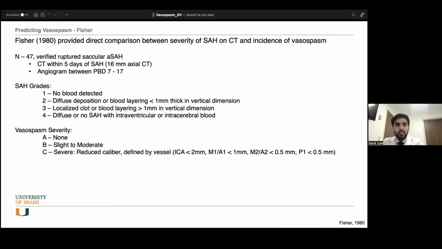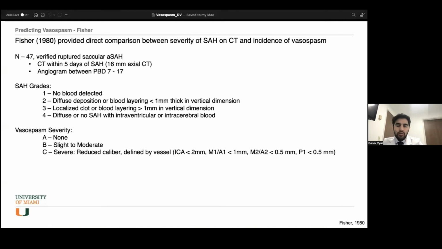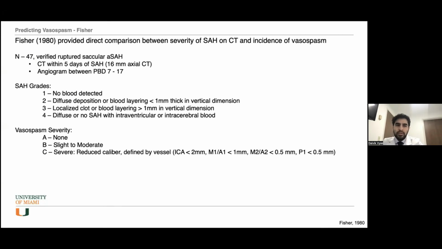So we go into the idea now of, how do we predict vasospasm in patients? And we refer back to Dr. Fisher's paper from 1980, which showed the direct comparison between the severity of subarachnoid hemorrhage on CT scans and the incidence of vasospasm. So in a 47 patient case series, he had CTs performed within 5 days of subarachnoid hemorrhage and an angiogram that occurred between post-bleed days 7 to 17.